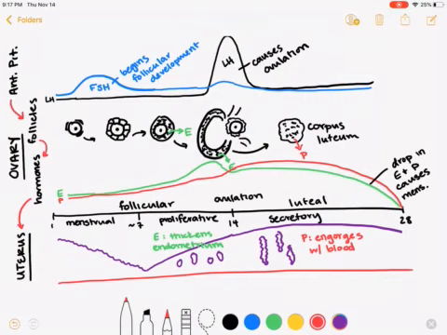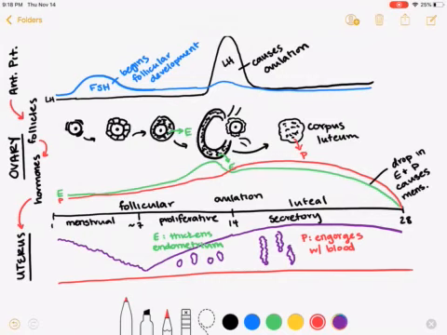So to recap, the anterior pituitary hormones, FSH and LH, control follicular development in the ovary. The hormones that are produced by the follicles control the uterus and the uterine cycle. So when the anterior pituitary releases FSH, it begins follicular development, and the follicles begin to make more and more estrogen. The estrogen that's produced by the follicles causes thickening of the endometrium.